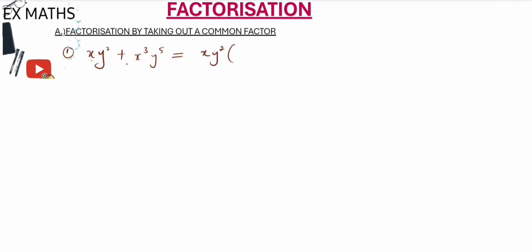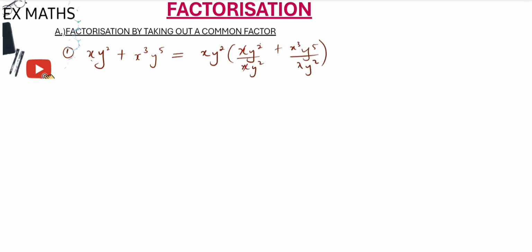So what happens when we factorize? The rule is we divide all terms by the common factor. So we are going to divide xy squared by our common factor xy squared, and x cubed y power 5 divided by xy squared. Let me do it step by step. I'm going to write this expression inside the brackets, then we divide with our common factor. So this is xy squared plus x cubed y5, over xy squared.